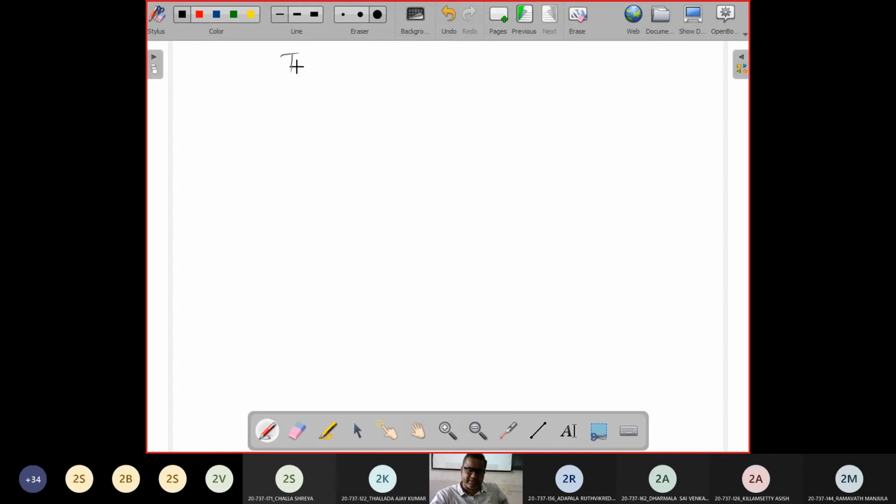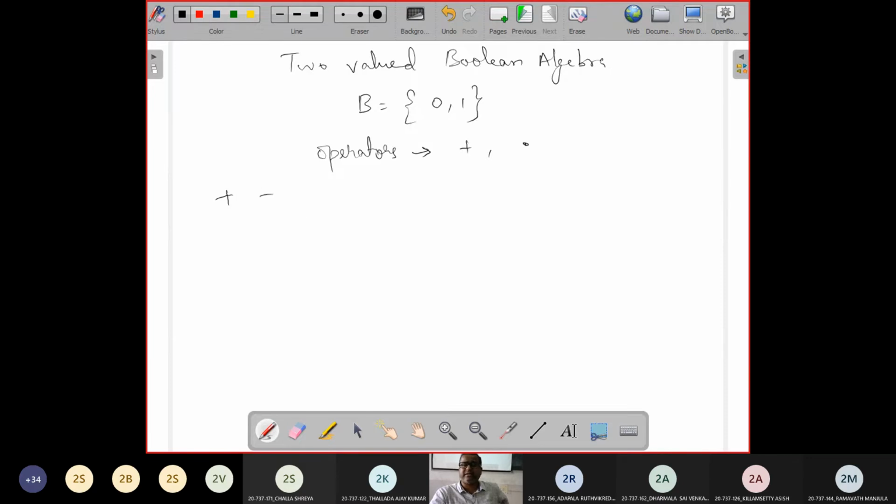So let us understand two-valued Boolean algebra. In this case, my set consists of only two elements, 0 and 1. And what are the operators involved there? The operators involved are plus and dot. Here I am defining what plus is now. Plus is referred to as the logical OR operation, and dot is referred to as the logical AND operation in the case of two-valued Boolean algebra.